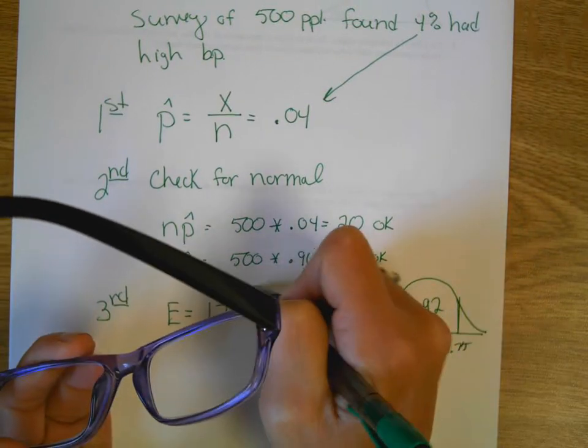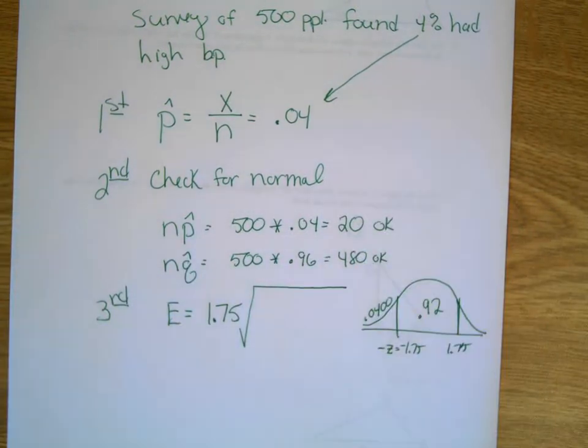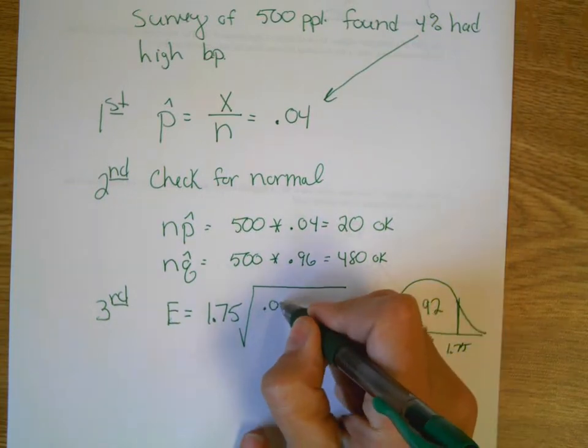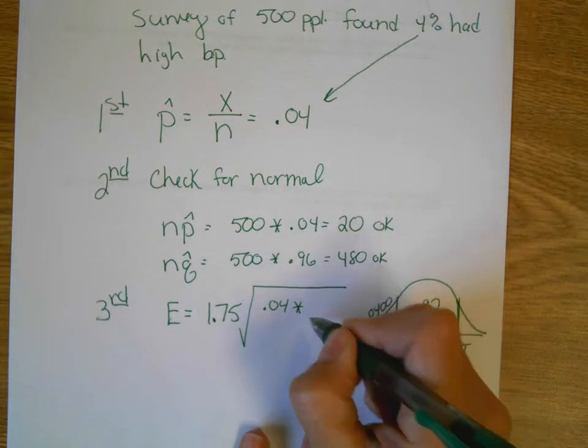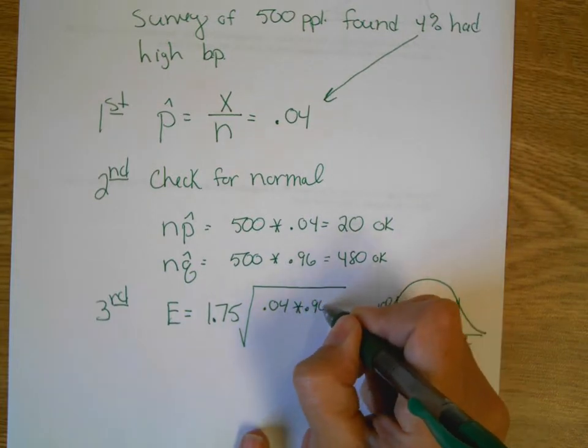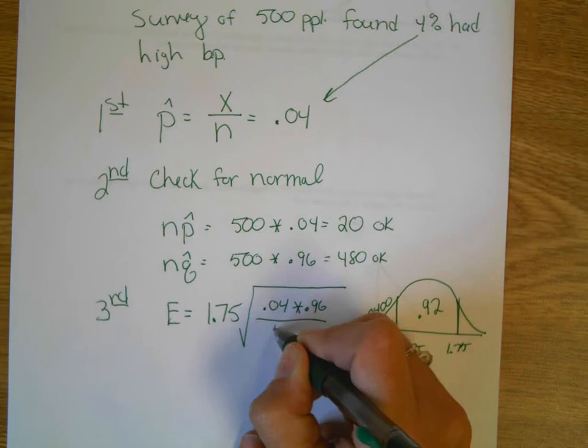And then times our square root. So this time we've got the decimals for p hat and q hat. So 0.04, 0.96, and then 500.